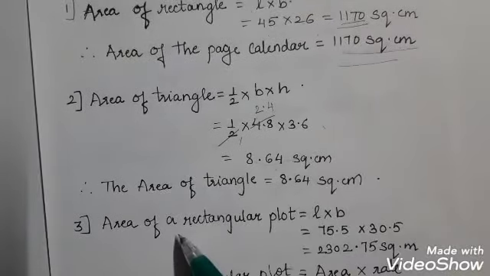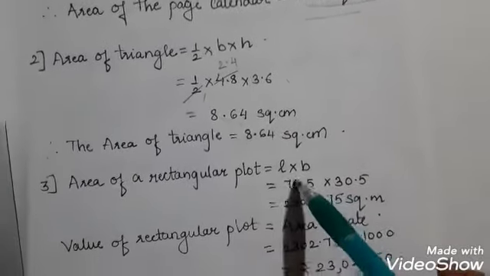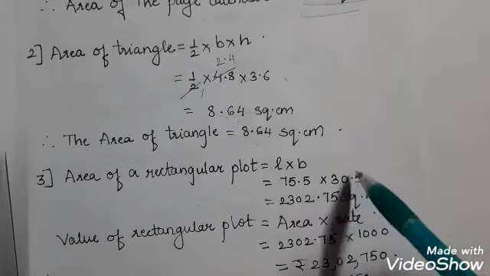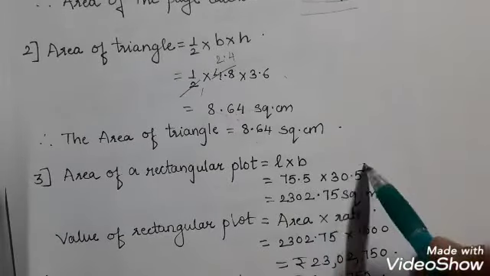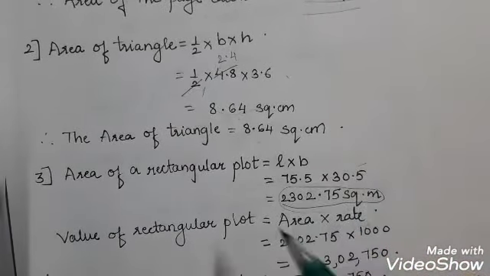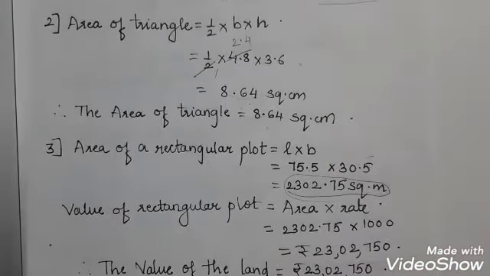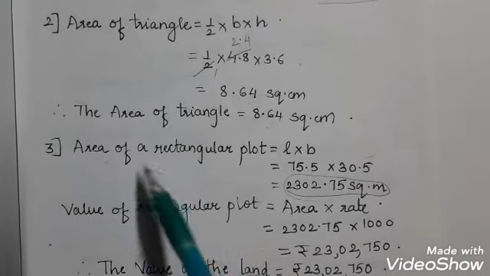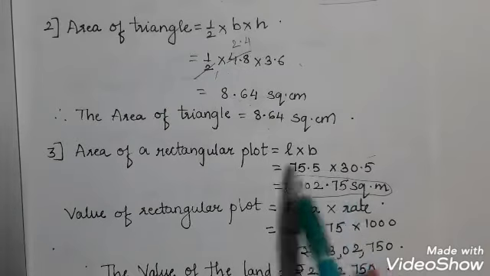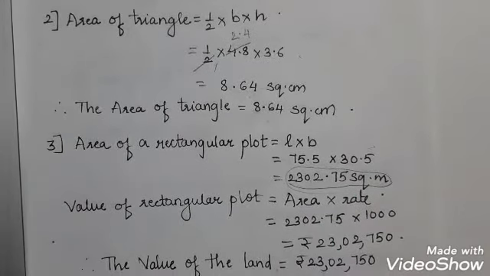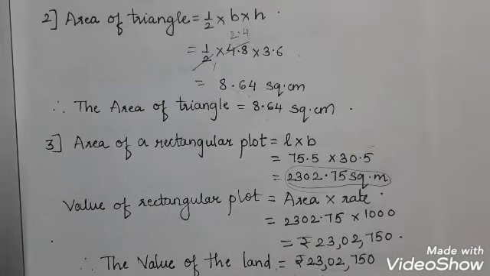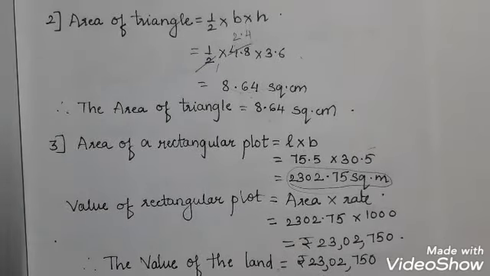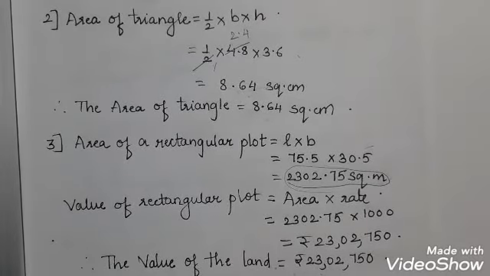So before we find the value, we will first find the area giving the length and the breadth. So area is 75.5 into breadth 30.5. Multiply these two, you get the area of the rectangular plot. Now you have to find the value of that particular area. This is the total area and we have to find the cost of this total area. So now here they have given you the rate, 1000 rupees per square meter.